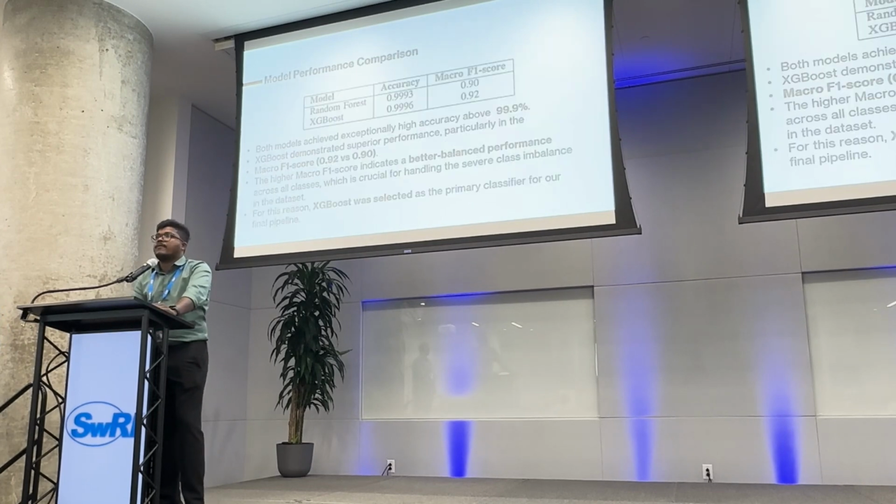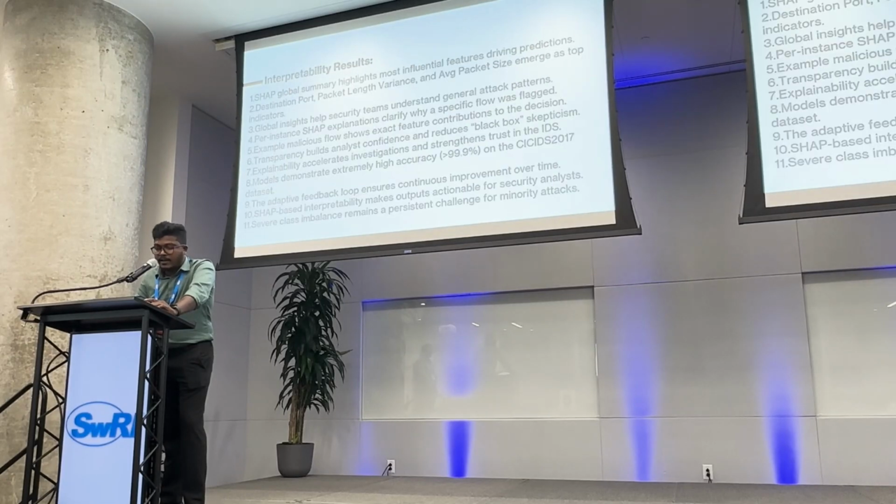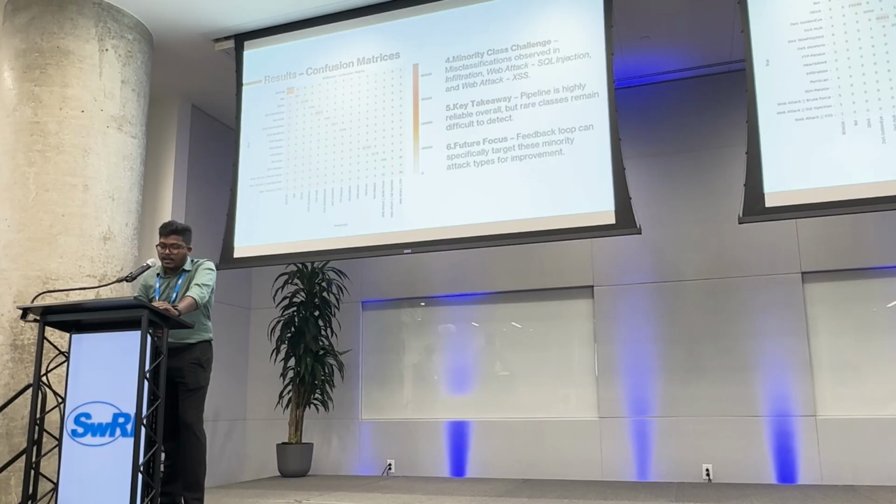Here you can see the macro precision-recall curves, comparing random forest and XGBoost. XGBoost had a higher macro AUC of 0.9692 versus 0.9492, indicating better handling of class imbalance. So overall, XGBoost proved to be the stronger candidate for our final pipeline.